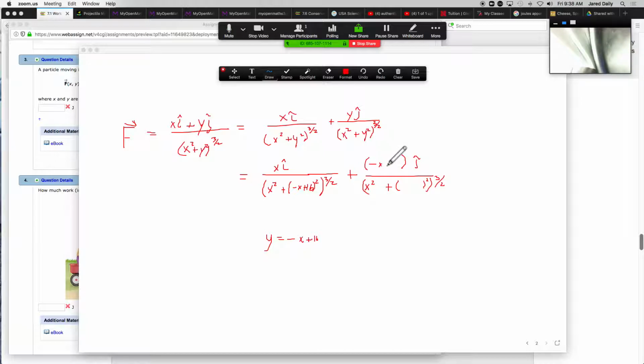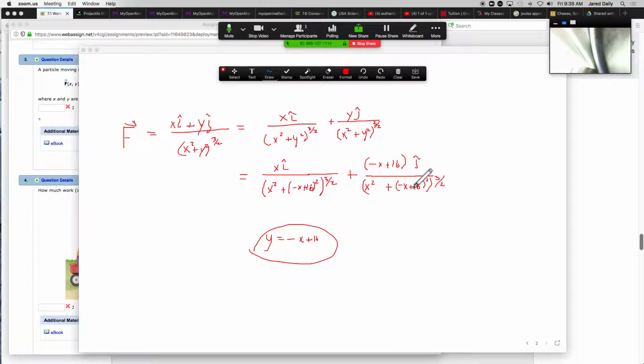-x plus 16. Okay? So now I have an equation, now I have a function that is completely x dependent. It has a y component, but the y component doesn't care what y is. It just cares what x is, because we have a relationship between x and y. So I used my path equation to turn my force function into a completely x dependent one.